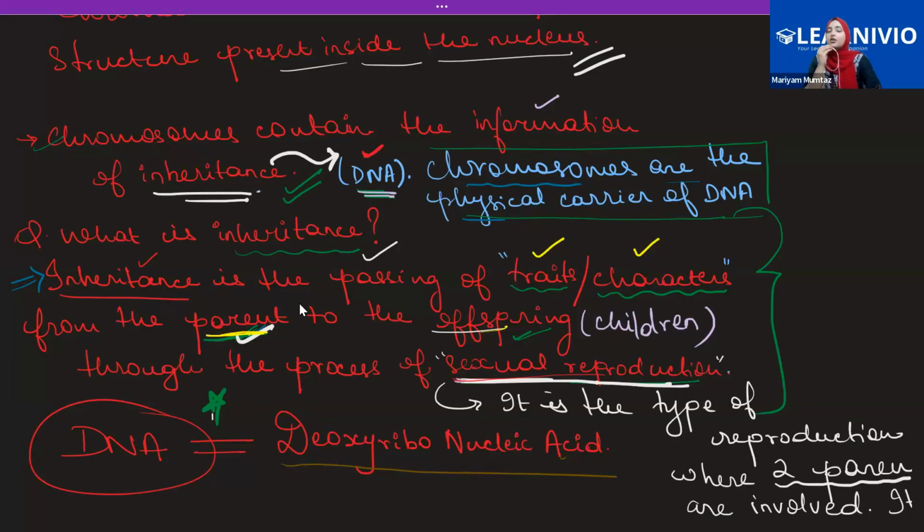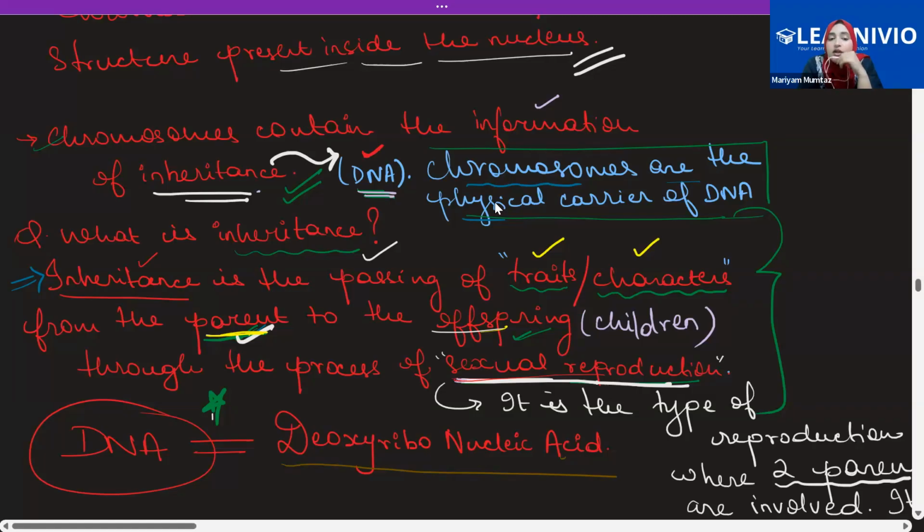So I'm saying that the chromosomes contain the information of inheritance, and that is the DNA. Inside the nucleus, the chromosomes are present, and the chromosomes are the carriers of DNA. They carry the DNA on them. So the DNA is present on the chromosome. It's not just there. It's present on the chromosome.